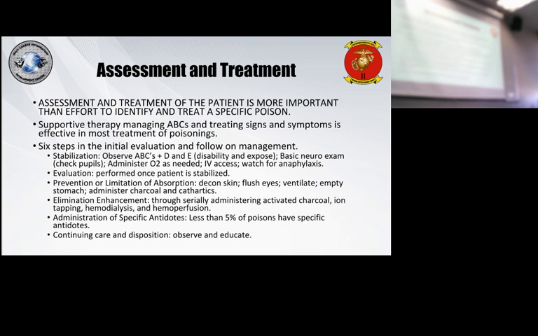So you stabilize with the ABCs, you evaluate once they're stabilized, prevent or limit the absorption, so decontaminate, you flush the eyes and whatnot. You eliminate or enhance elimination, so with activated charcoal, for example, hemodialysis, hemoperfusion. You administer specific antidotes. Less than 5% of poisons have specific antidotes, so if you know what it is, then you go ahead and administer it. And then continuing care, disposition, observe, and educate, so if it happens again, we know what to do quicker.